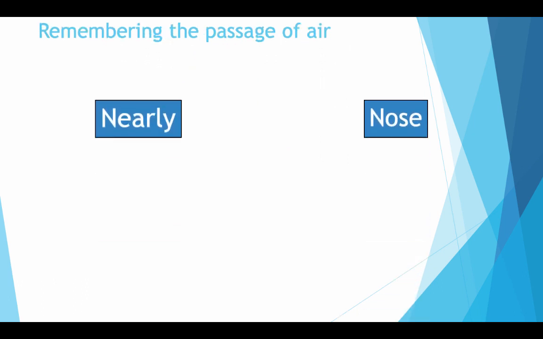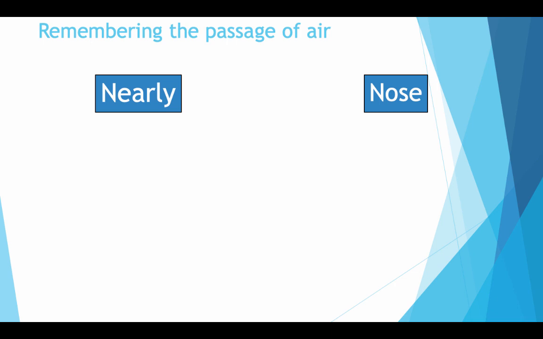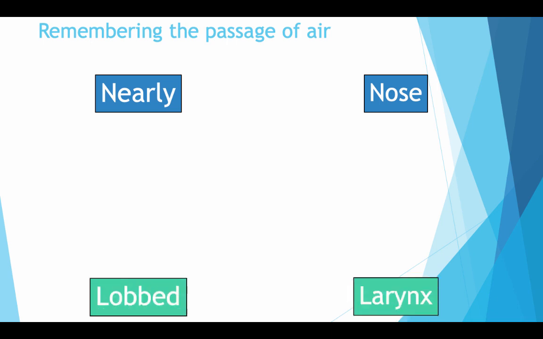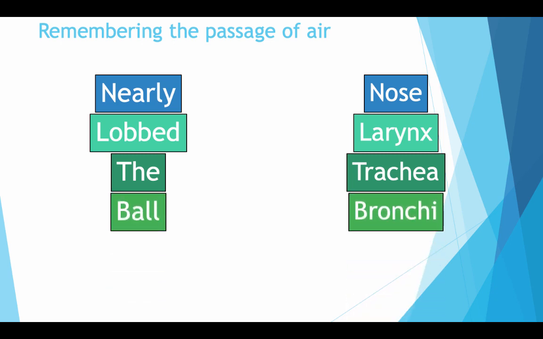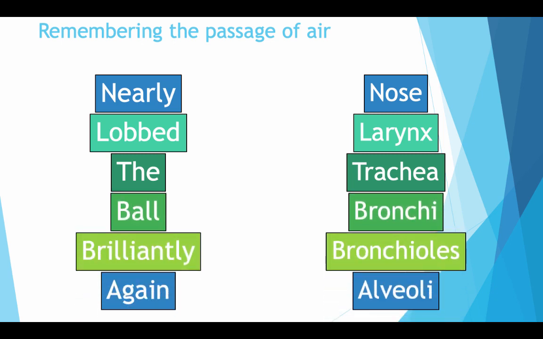Remembering the passage of air. An easy way to remember it is using the following acronym: nearly lobbed the ball brilliantly again. So nose, larynx, trachea, bronchi, bronchioles, alveoli. Nearly lobbed the ball brilliantly again.